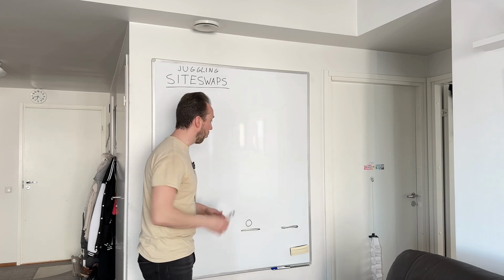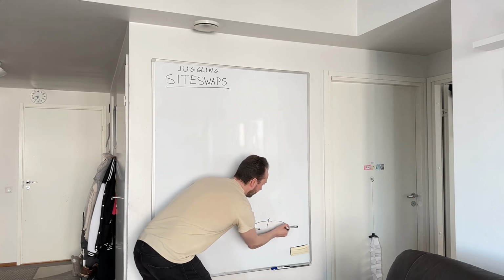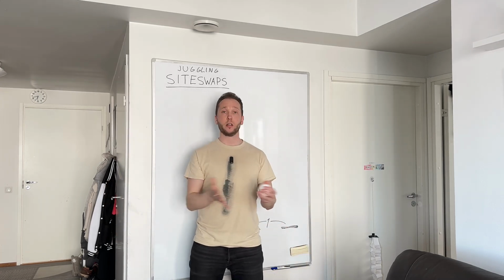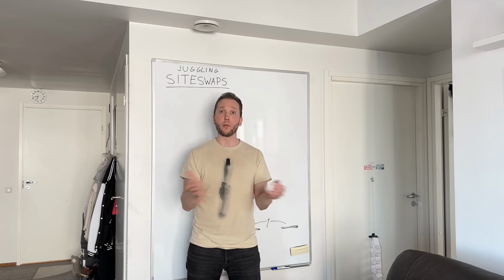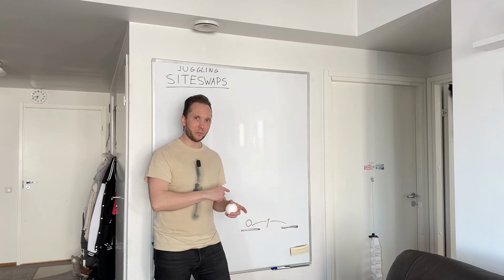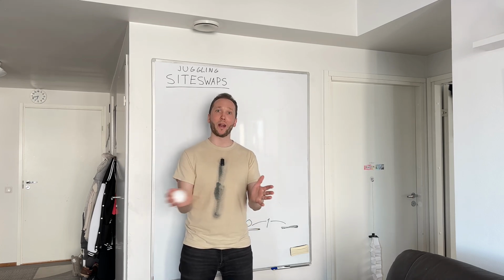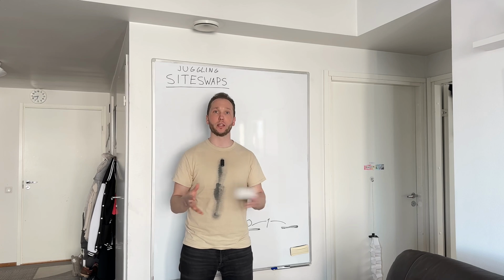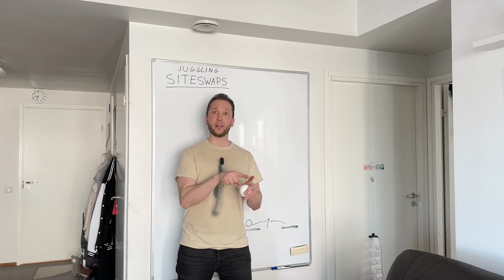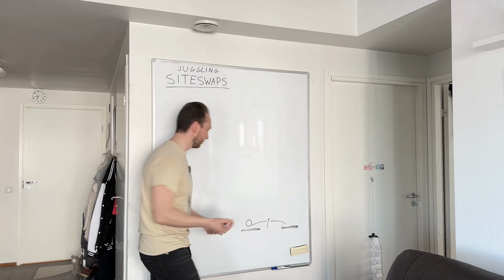Next, we have 1. So 1 goes from one hand to the other. When we have one object, this is one object juggling. Obviously, we can throw, but in site swaps, 1 is this. We place the ball from one hand to another, or we can throw it like this. But it's just transferring that ball from one hand to another. So that is 1.